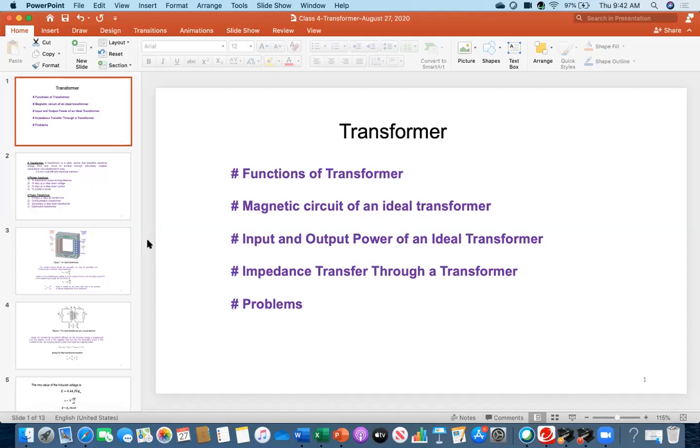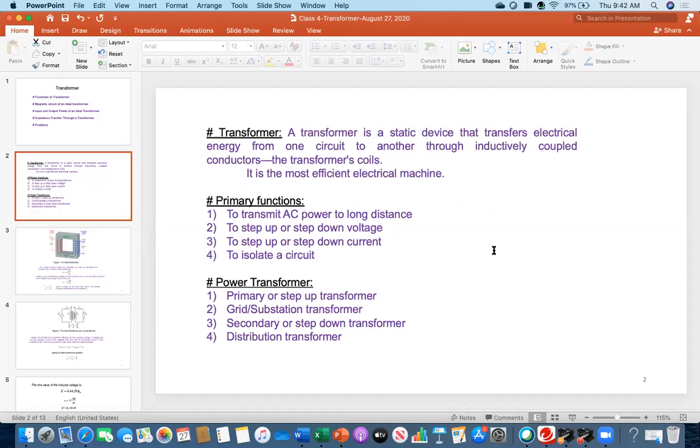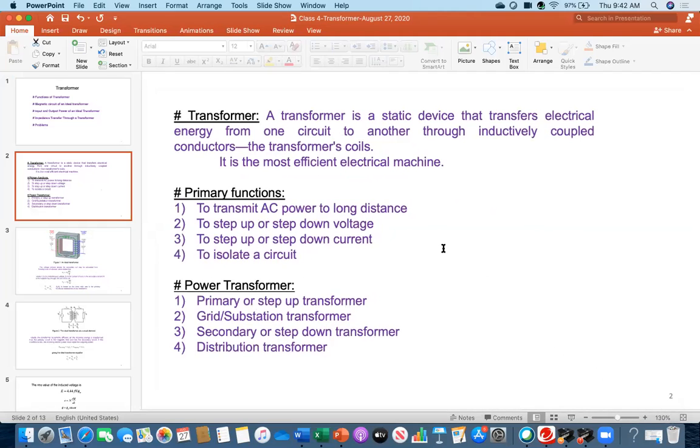So first of all, what is the transformer? I have written down the definition: a transformer is a static device that transfers electrical energy from one circuit to another through inductively coupled conductors. That means the transformer coils. And it is the most efficient electrical machine.